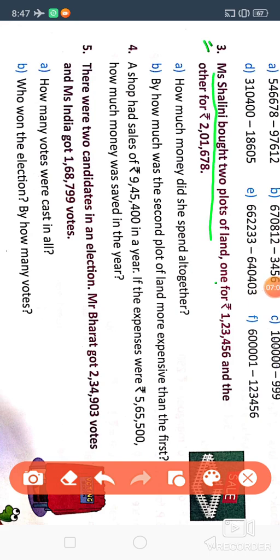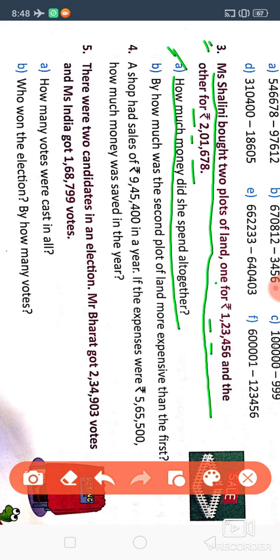Salini bought 2 plots of land, one for 1,23,456 rupees and the other for 2,01,678 rupees. So the question is, how much money did she spend altogether? Means one plot she is buying for this much rupees and another plot of land she is buying for this much rupees. So total how much is she spending altogether?